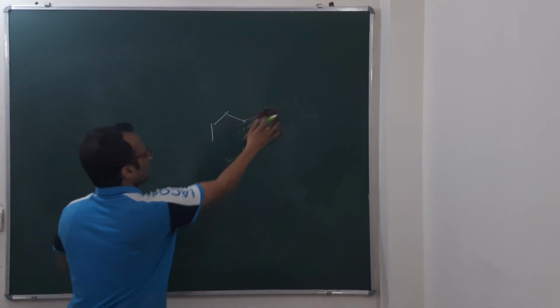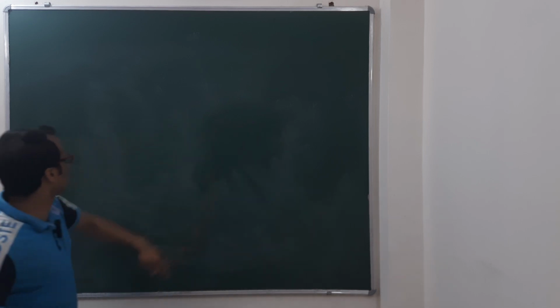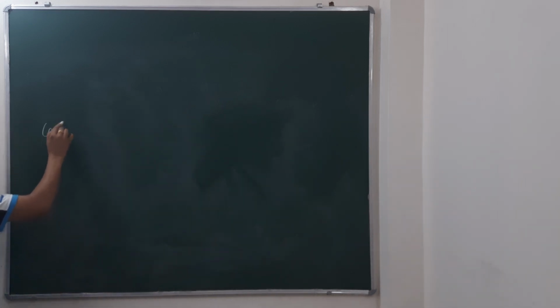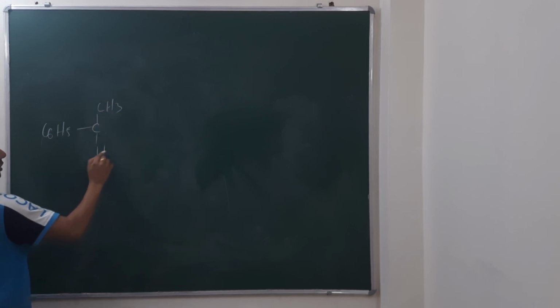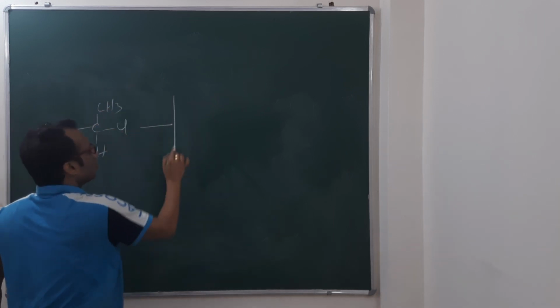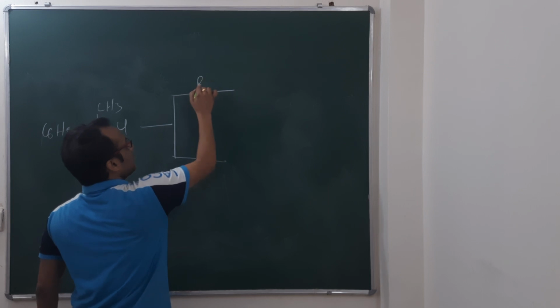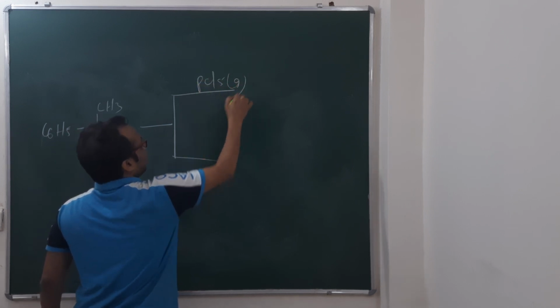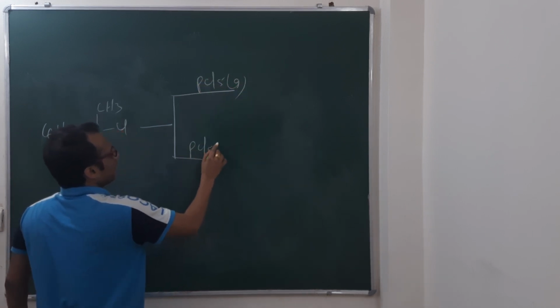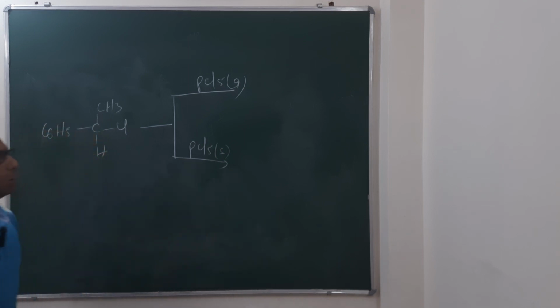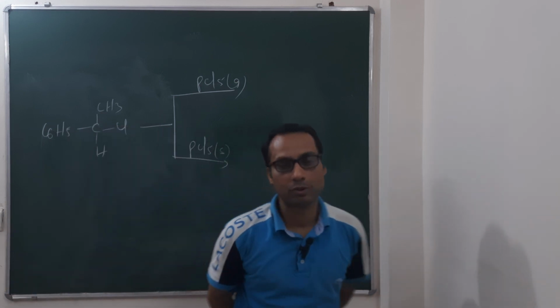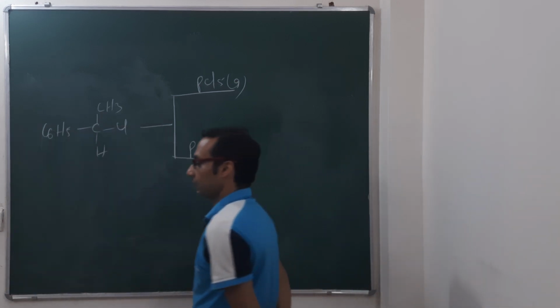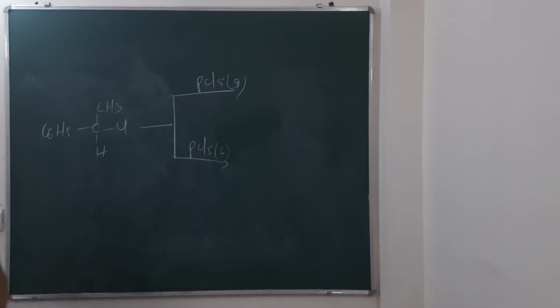The second question I give is C6H5, C, CH3, H, and Cl. I have taken two phases. One is PCl5 as a gas and PCl5 as a solid. Think about it. What product will form? Just think about it. What product will be formed?